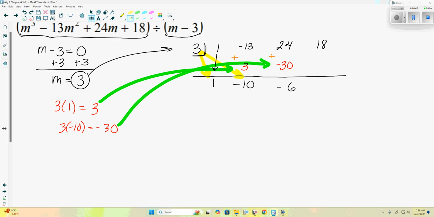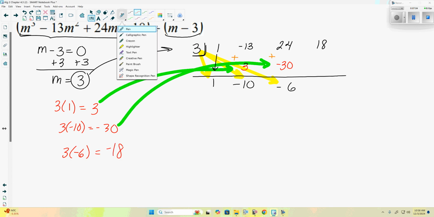We're going to do this again because we now have to multiply the 3 times negative 6, which is negative 18.